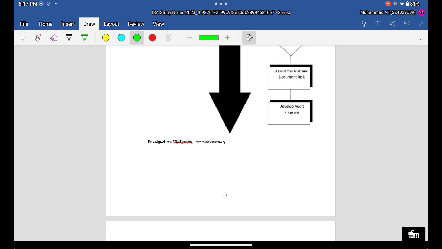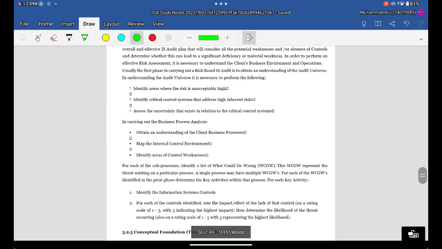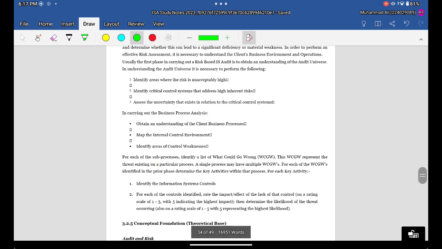So basically what you're doing is this whole process looks at all the high risks, analyzes the high risks, looks at the controls to prevent these high risks, and produces a document. That document tells them how to audit those risks or the controls to put in place. I just literally said the whole thing now. So identify areas that are high inherent risk, all that, right?